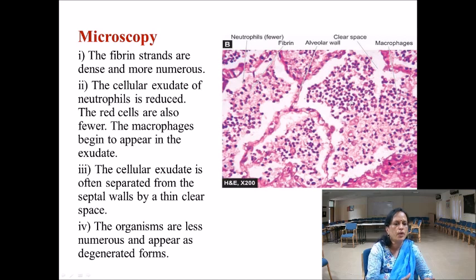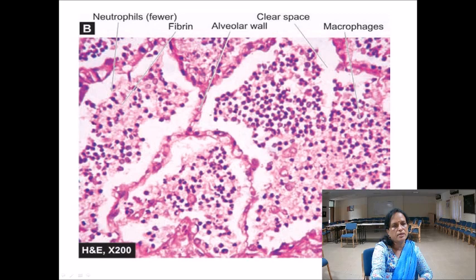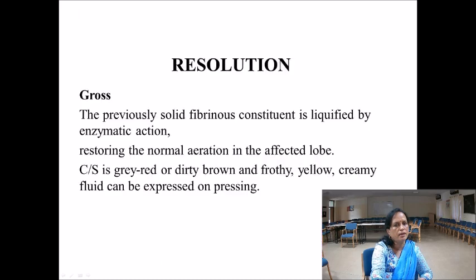So slowly, the organisms become less numerous and the cellular exudate, see, it is getting contracted. It is getting separated from the alveolar wall. A very clear space you can make out between the exudate and the alveolar wall. And macrophages also start appearing. See, this is a typical appearance of lobar pneumonia in grey hepatization.